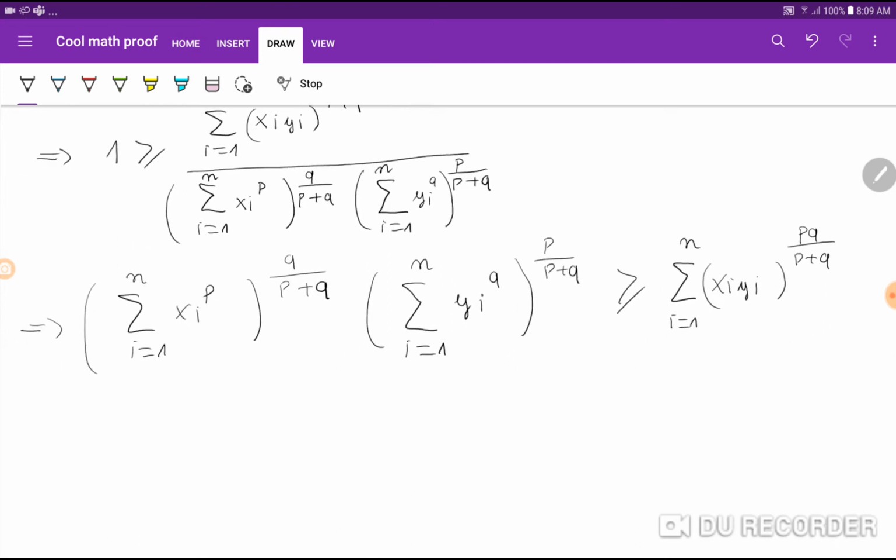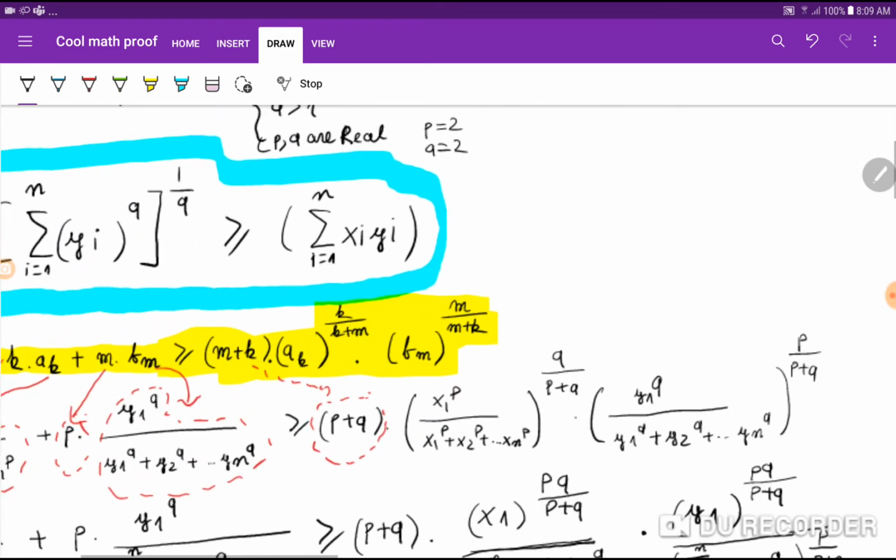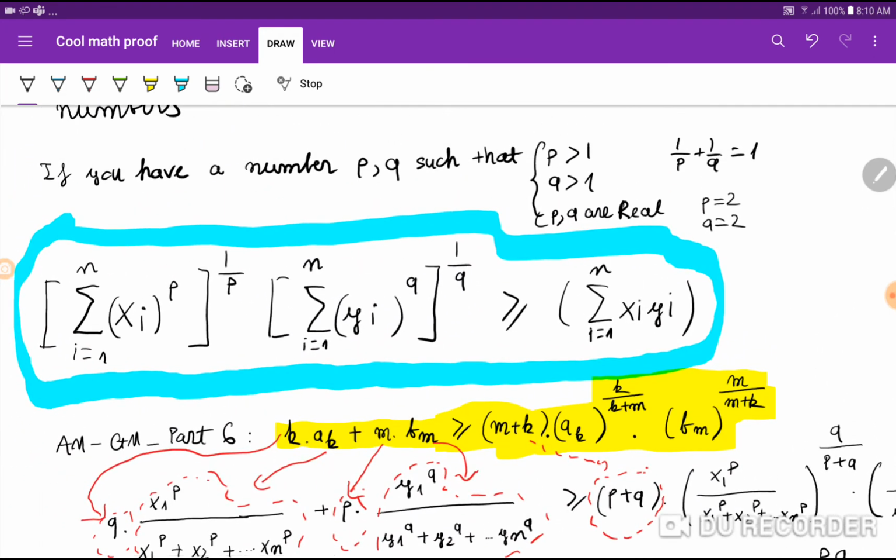So let me write down the first variation: doing it similar to what you have been asked for. What you've been asked for, you're asked to prove this form, right? You see this form right here.